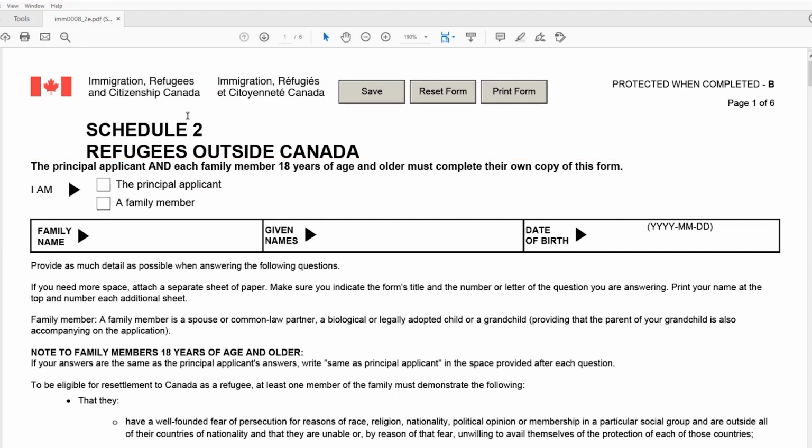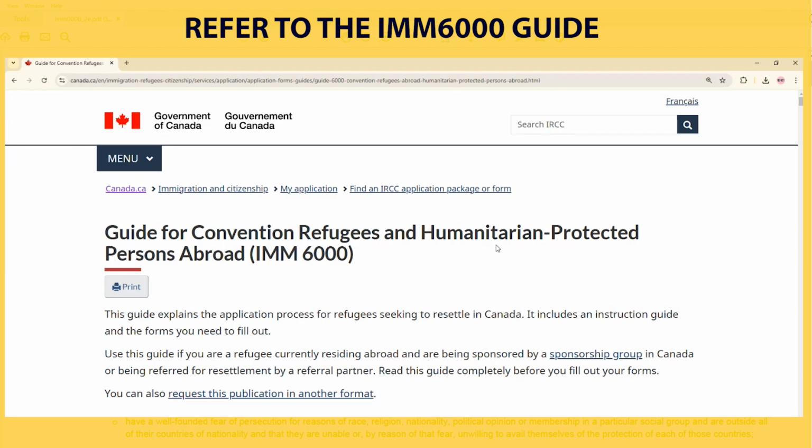Now, when completing this form, you want to make sure that you are referring to the Guide for Convention Refugees and Humanitarian Protected Persons Abroad, the IMM 6000 Instruction Guide. This guide gives you more information on what needs to be inserted into the different fields for the Schedule 2 PDF form. Now, when you open this guide, a quick way to navigate to the Schedule 2 information is to use your keyboard for your computer.